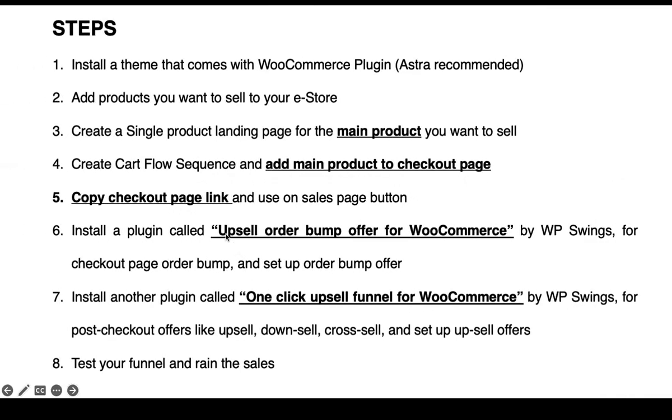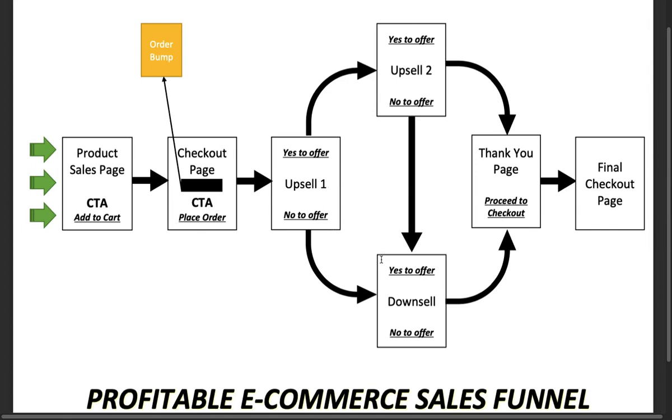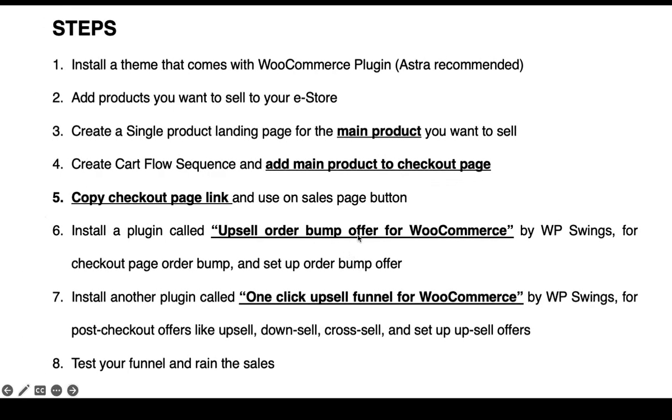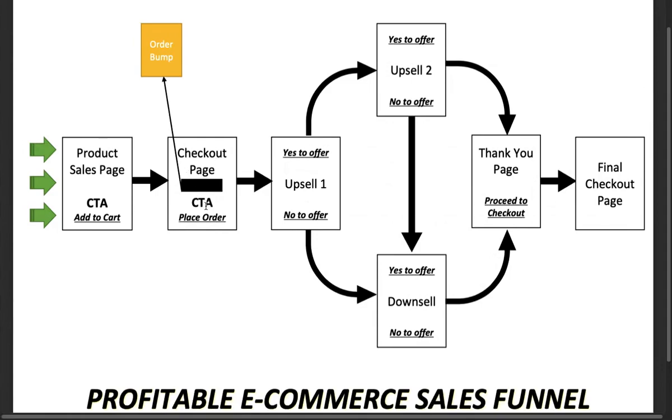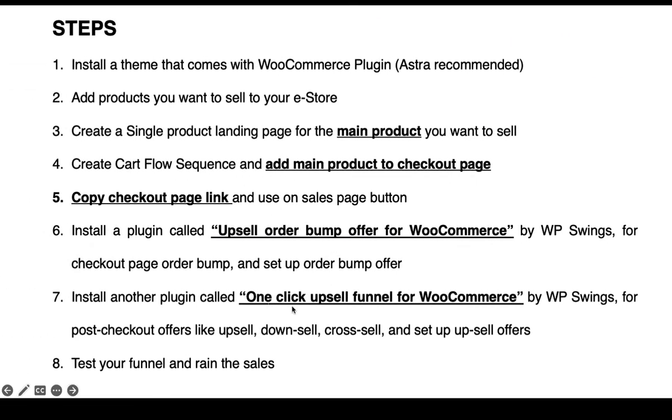Now guys, we need to install this software, Upsell Order Bump Offer for WooCommerce, and we might likely proceed to install this other one as well. So this is for the upsell, this particular area of the funnel. This order bump offer is for the checkout page, and this one here is for this particular area of the funnel. So we might likely install both. So now we are installing this upsell order bump offer.